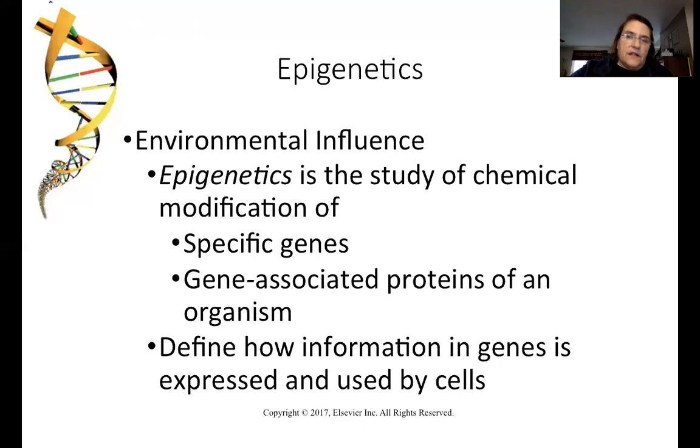All right, let's talk about epigenetics. And this is the environmental influence that can happen on genes. So genetics and environmental factors interact to influence a person's predisposition to different diseases. So epigenetics is a study of chemical modifications on specific genes, gene-associated proteins of an organism. Environmental factors can alter the way our genes are expressed, meaning which genes are switched on or off.